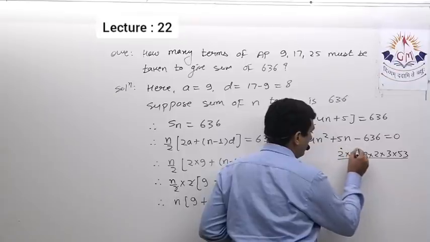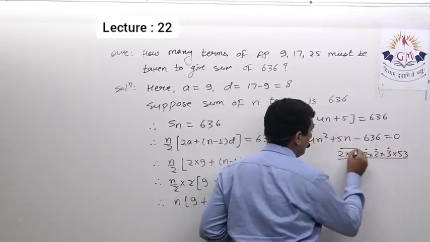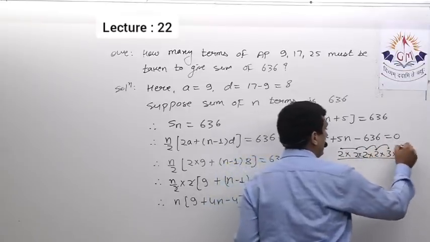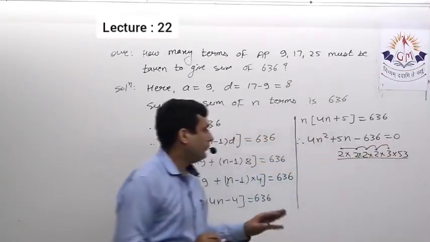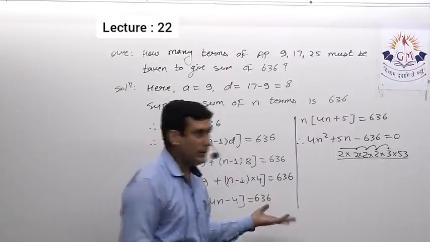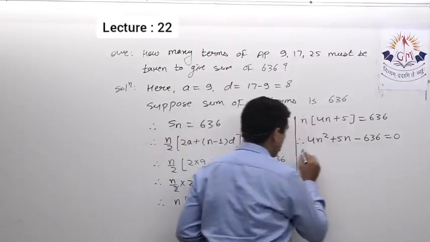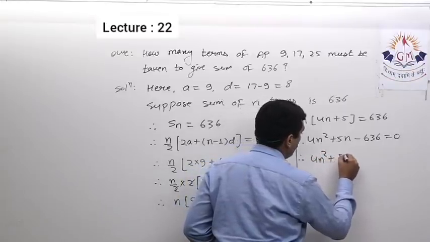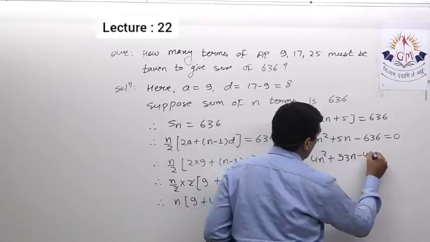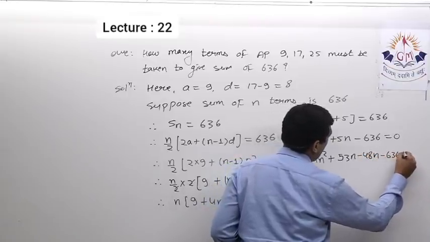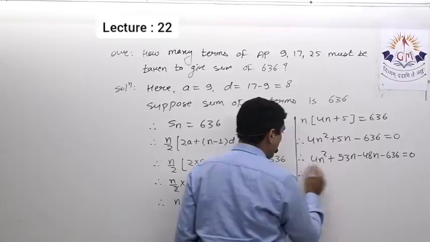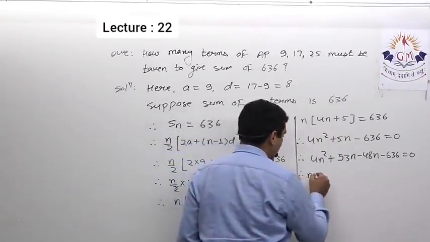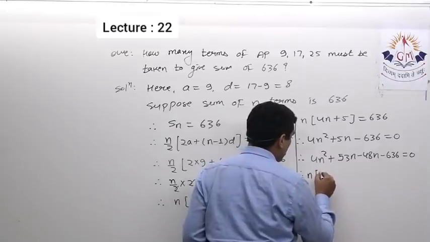If I take these all together, 2 2s are 4, 2 are 8, 2 are 16 into 3, 48, and I keep this 53 alone. So 53 minus 48 is 5. So 4n square plus, here I can write 53n minus 48n minus 636 is equal to 0. Now from these two I can take common n, only n. So if I take n common, what I will get?